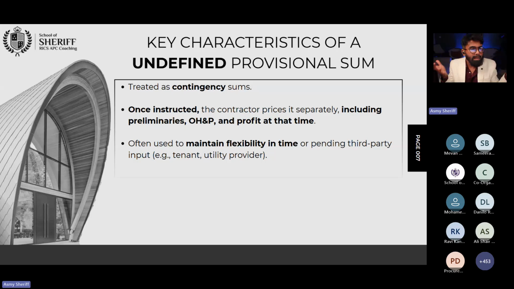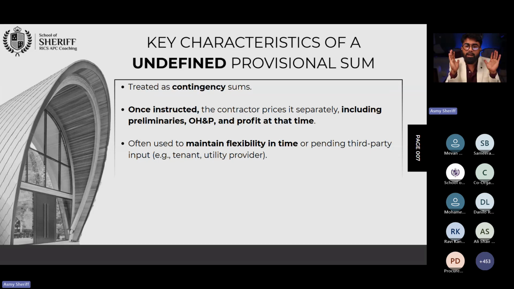Okay, if the client does not have an information, does not have a visibility, then why he wants to insert that provisional sum within the contract? The main reason that they do insert it is to make sure the contractor is aware there may be some kind of work, and the contractor should anticipate that I may come and ask him to do that. So he should be aware about it.